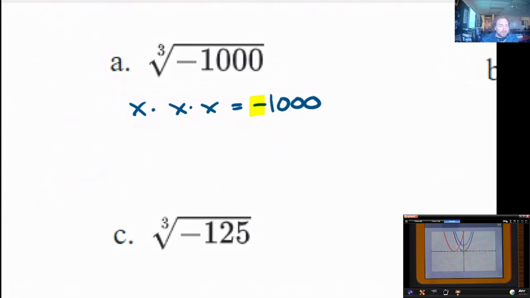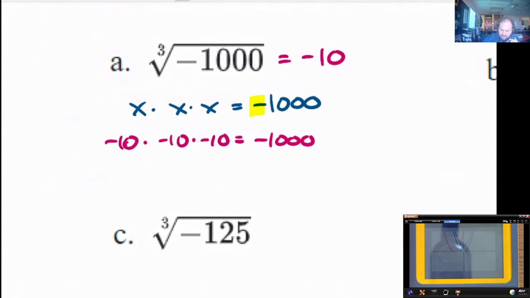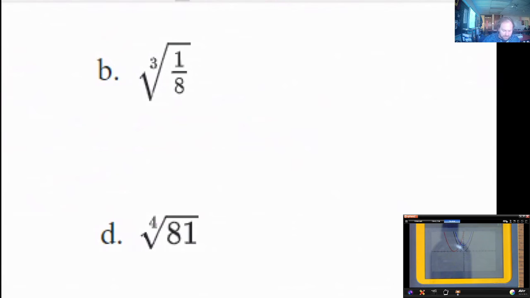So as far as the number goes, what number times itself 3 times is 1,000? That's a pretty obvious 10, I think. So in this case, we're looking for -10. Because -10 times -10 times -10 would be -1,000. Question B is asking us for the cube root of 1/8. Same question.